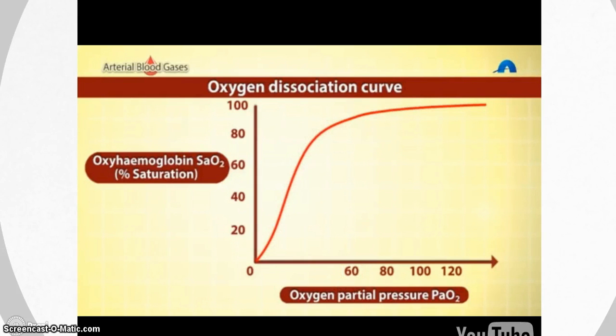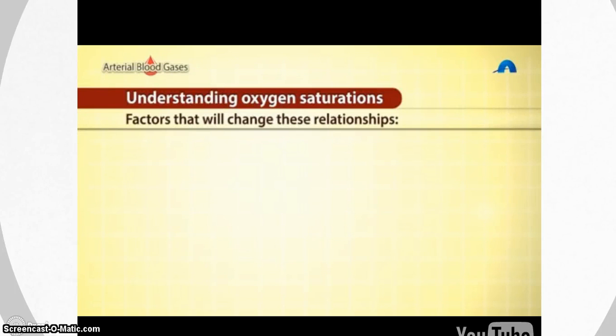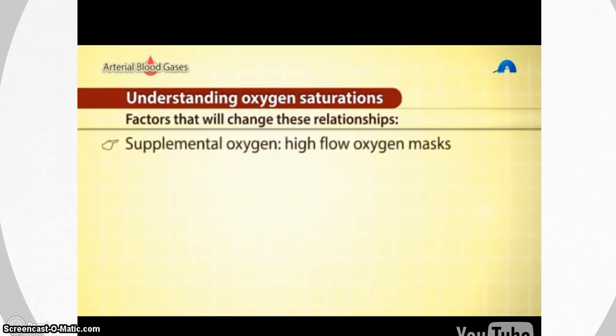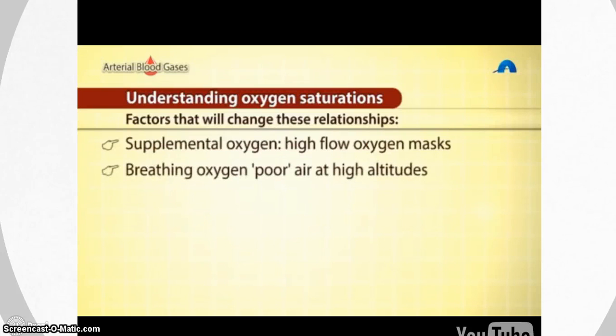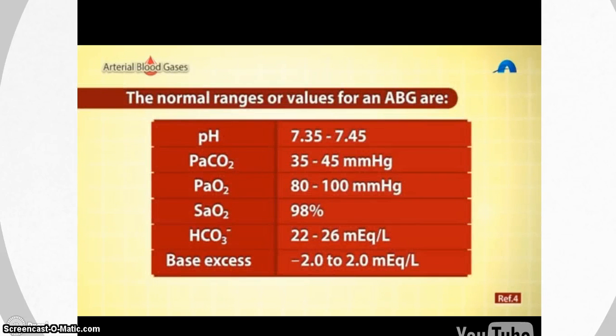Thus, looking at the curve, we can see that a partial pressure of oxygen of 100 millimeters of mercury is much better than a partial pressure of oxygen of 80, even though the oxygen saturations will not change much. Of course, there are many factors that will change these relationships. Supplemental oxygen, high flow oxygen masks for instance, breathing oxygen poor air at high altitudes, or diseased lung, the variables are quite considerable. Here are the normal values for an arterial blood gas.